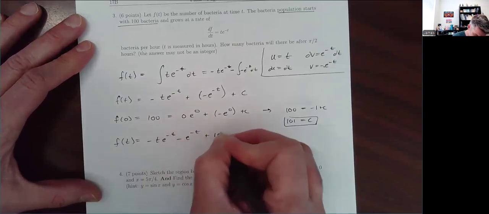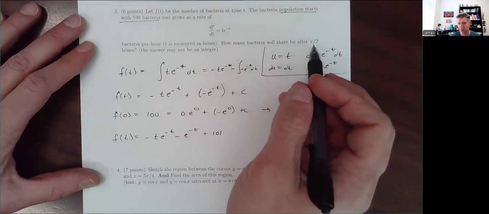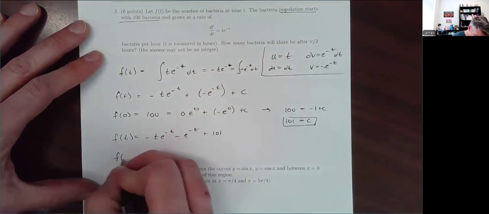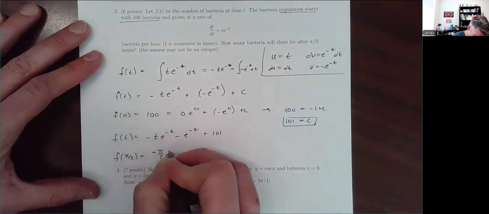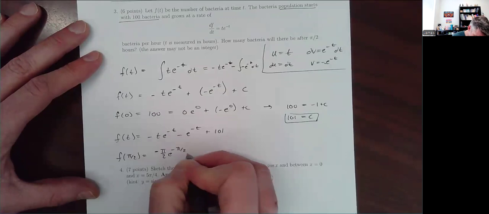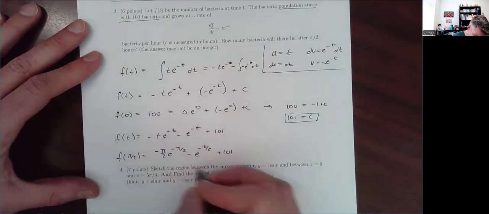plus 101. And then I don't know why pi over 2 seemed like a good choice here, but f of pi over 2 is going to equal negative pi over 2 e to the negative pi over 2 minus e to the negative pi over 2 plus 101. The answer is definitely not an integer.